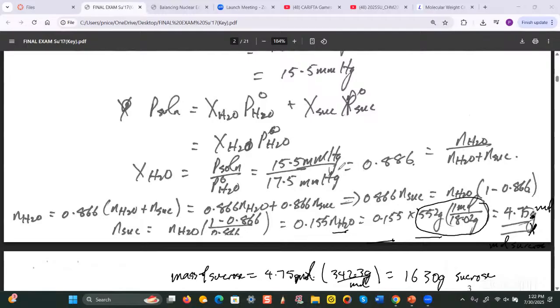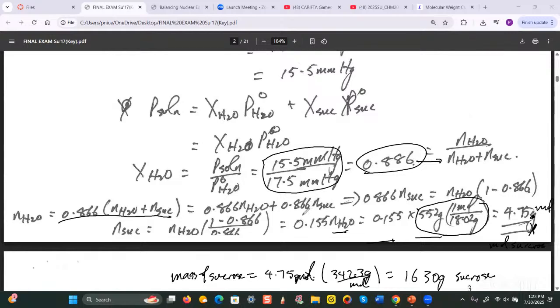I gotta backtrack. Okay, so what is the 0.886? The 0.886 comes from here. That's the mole fraction of water. I set that equal to the number of moles of water divided by the sum of the moles of water and sucrose. Then I multiplied this by this to get this here, and that would be equal to the number of moles of water. Then basically I rearrange it. I distribute this first to get this right here.